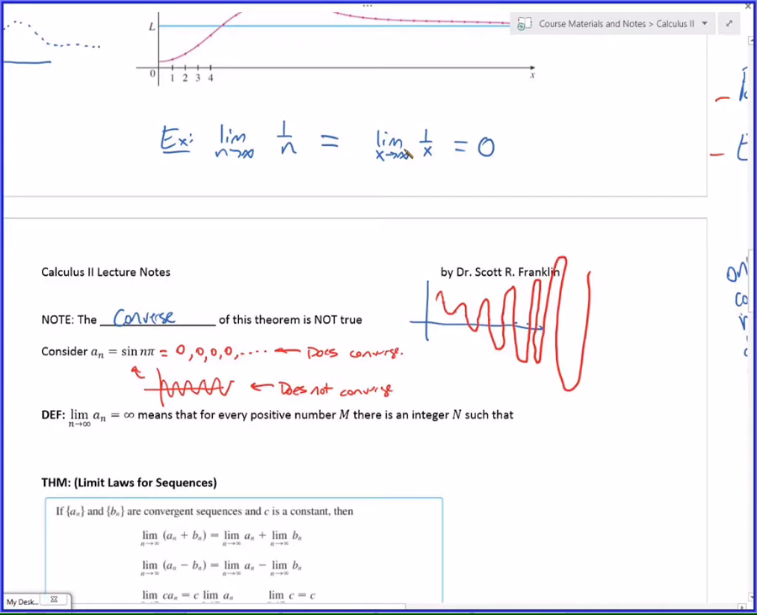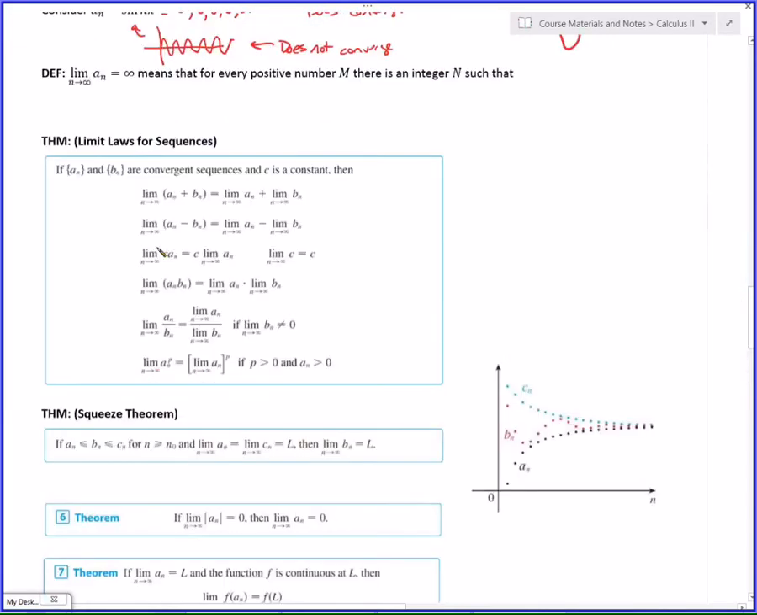All of the same rules that we had for limits at infinity for functions apply to sequences. The limit of a sum is the sum of the limits. So like 1 over n plus 3n squared over 2n cubed plus 1. Just as an example on that first one. I won't do one for all of these, but the idea is there.